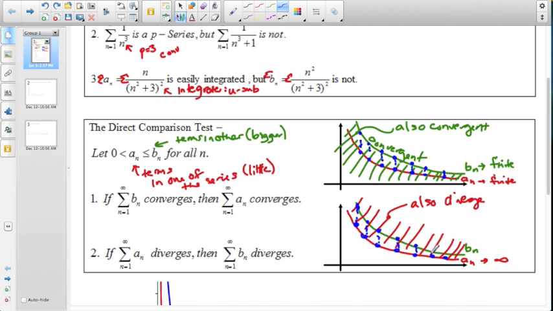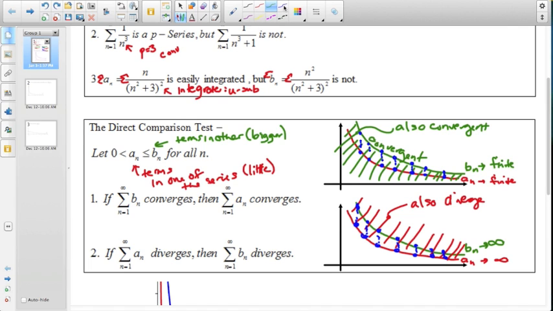And if B sub n is larger for each and every term, and A sub n already goes to infinity, then B sub n must go to infinity at a faster rate. So B sub n must also diverge. So if A sub n diverges, if the little one diverges, then the big one is going to also diverge.